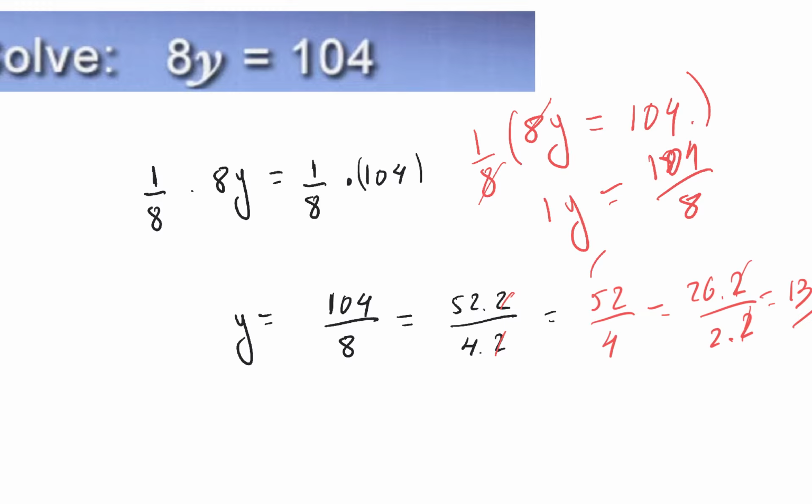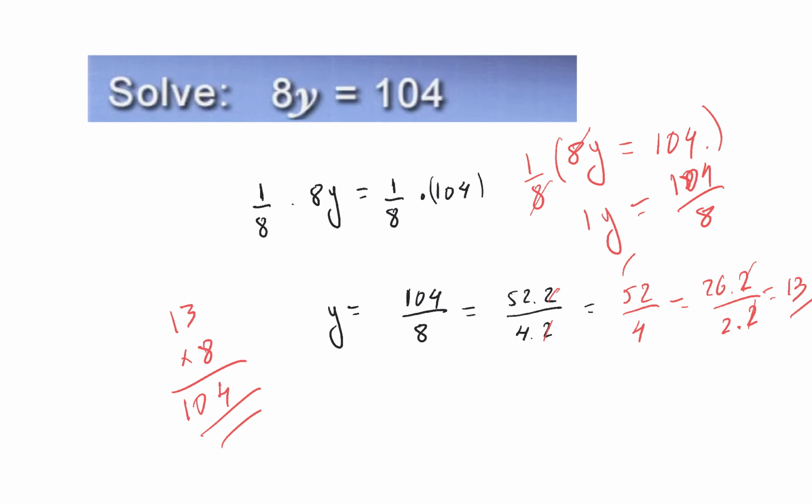Now you can check. 8 multiplied by 13 is 104. Okay, we multiply. 8 by 3 is 24. 8 by 1 is 8, plus 2 is 10, so 104. Oh, it's true. It's a true statement. So the solution to the equation 8y equals 104 is y equals 13.